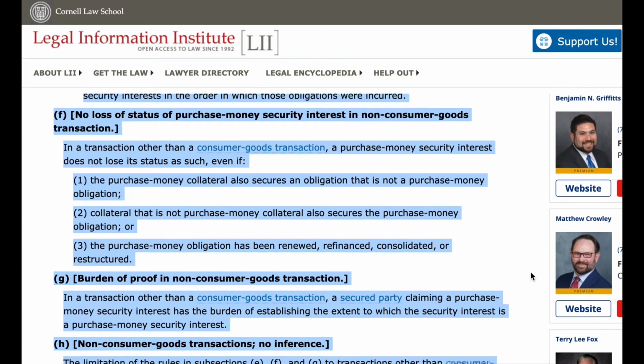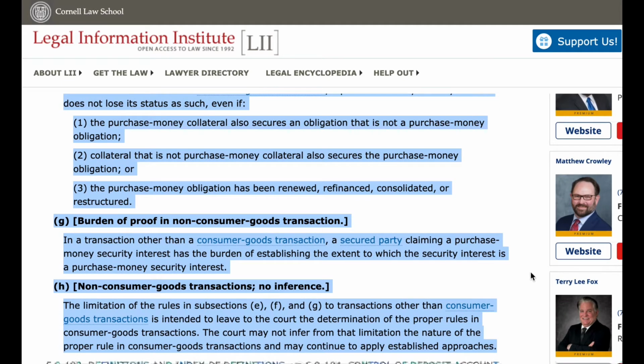G. Burden of proof in non-consumer goods transaction. In a transaction other than a consumer goods transaction, a secured party claiming a purchase money security interest has the burden of establishing the extent to which the security interest is a purchase money security interest.